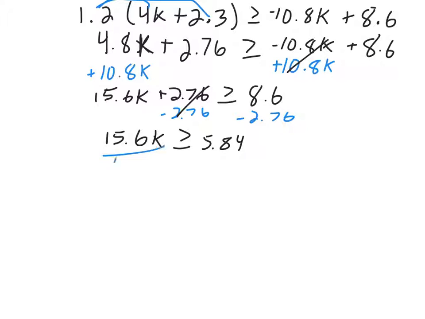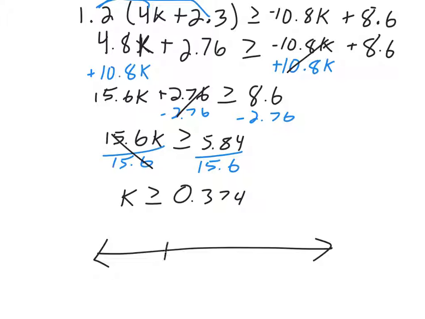And then finally, you want to divide out by 15.6. That's a positive number, so you're not going to flip any inequalities. And you're going to get an atrocious decimal. 0.374. It's going to be repeating. Let's round to 3 decimal places.